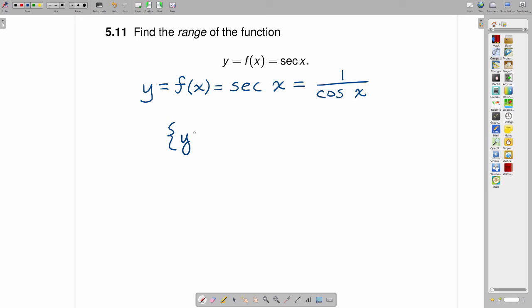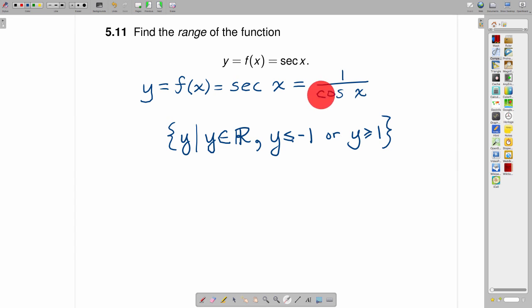Well, when you think about that a little while, you're going to realize that the range of the function will be all real numbers, but they will be restricted. And they will be restricted in that y has to be less than or equal to -1, or y has to be greater than or equal to 1. As a simple example here, if the cosine of x happens to be equal to 1/2, then 1 over 1/2 gives you 2, and that falls out here in this range. So there is the range of y equals the secant of x.